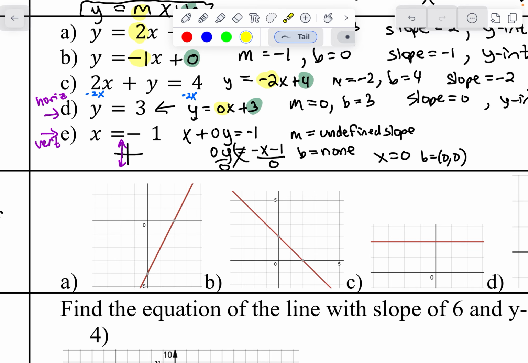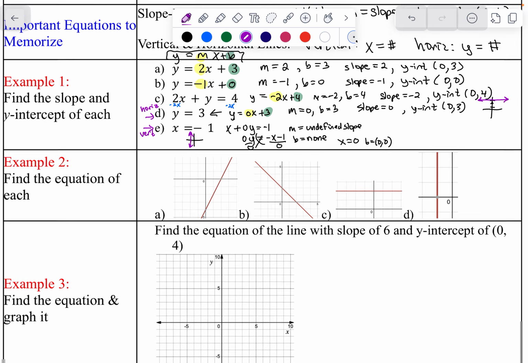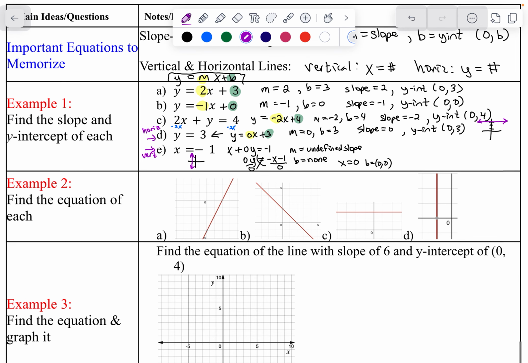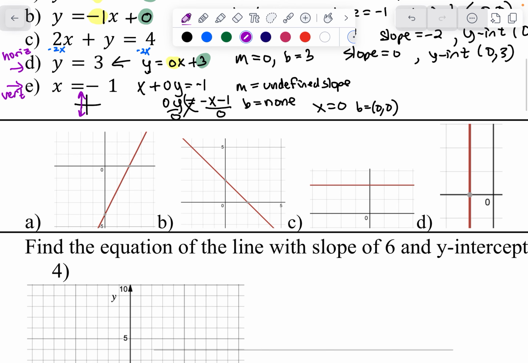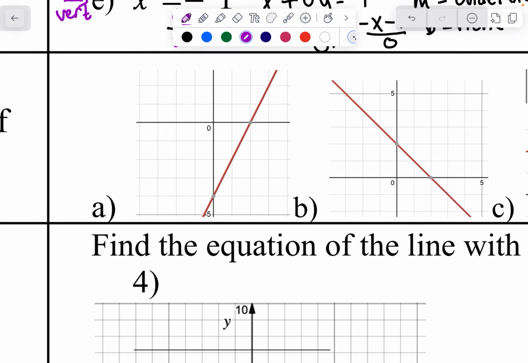Okay. Now let's go and look at example 2. It says, find the equation of each. Now, for a line like A and B, this is a positive slope. It's going uphill from left to right. This is a negative slope. It's going downhill from left to right. So the first thing you want to do for A is ask yourself, what is the slope? What is the y-intercept?